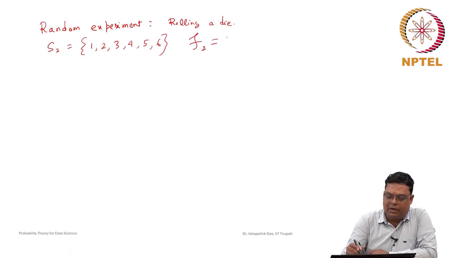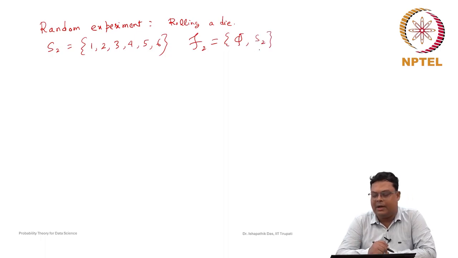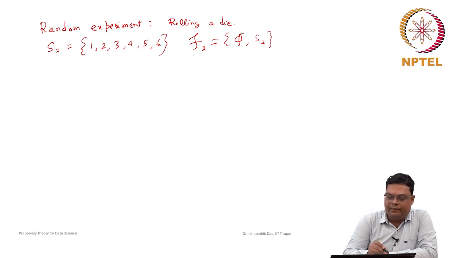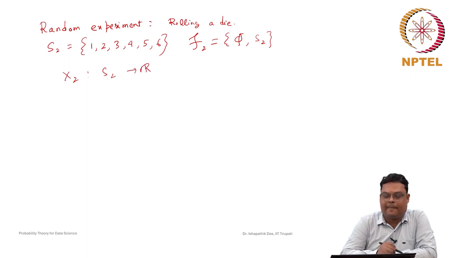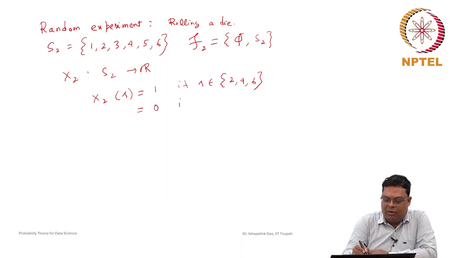Let us consider F2, which is nothing but {∅, Ω2}. This is a sigma field, because if you take the union and complements, all will be inside this set. Now we want to define a random variable X2 from Ω2 to R. So X2(s) is equal to 1 if s belongs to the even numbers {2, 4, 6}, and equal to 0 if s belongs to {1, 3, 5}.